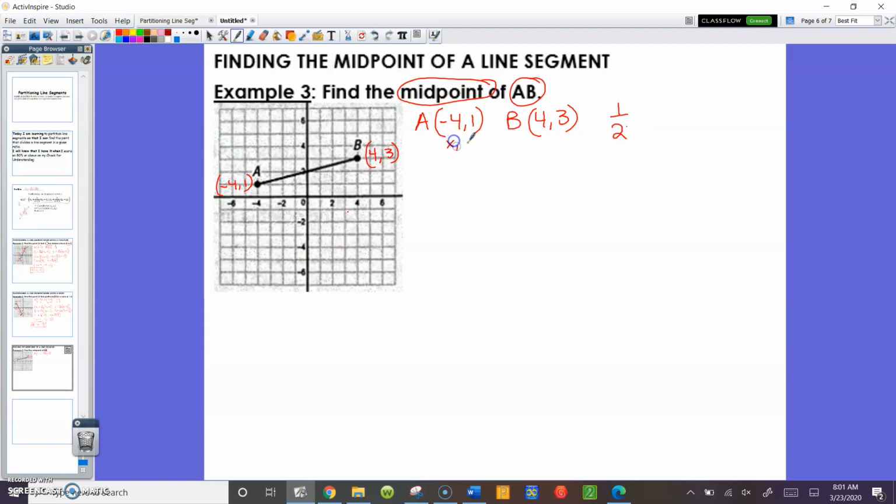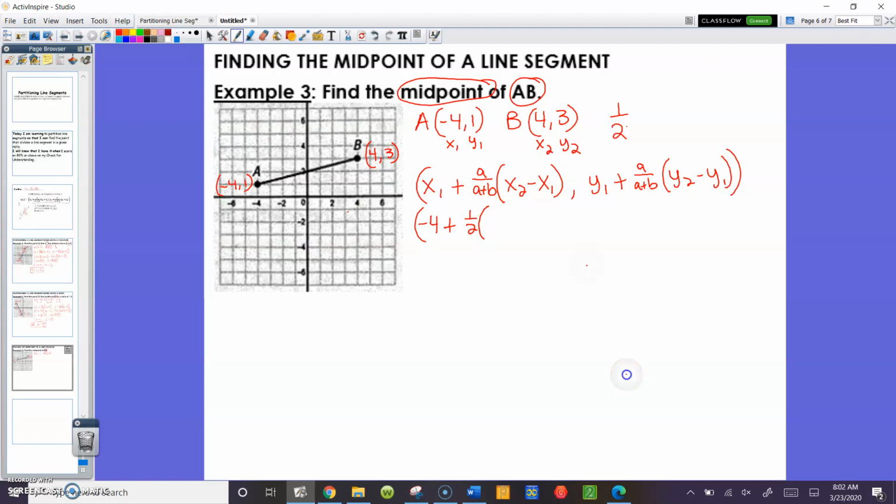So here's our fraction. You have x1, y1, x2, y2. And let's go ahead and write down our formula. Okay, let's go ahead and plug everything in. x1 is -4. Our fraction is 1/2. x2 is 4 minus x1, which is -4. y1 is 1 plus our fraction, which is 1/2. y2 is 3 minus our y1, which is 1.